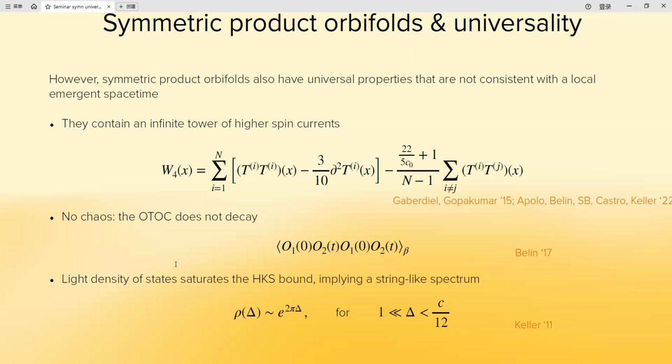And finally, I said before that symmetric orbifolds satisfy the HKS bound. They not only satisfy it, but they saturate the bound on rho. So the light spectrum grows exponentially with the scaling dimension, and this is characteristic of a string-like spectrum. So the dual theory has non-local degrees of freedom because this growth is too fast. In a local GR-type theory, we expect to find the square root of delta here instead.